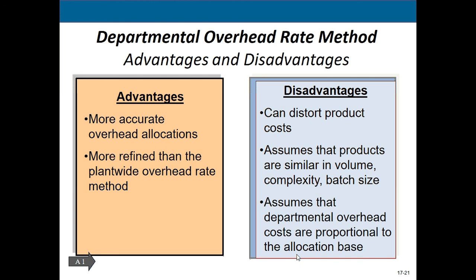It assumes that all products are similar in volume, complexity, and batch size, and assumes that departmental overhead, again, that the costs are proportional to the allocation base. And those things just may not be true because we are still taking a very standardized number and just dividing it out by two very large areas.